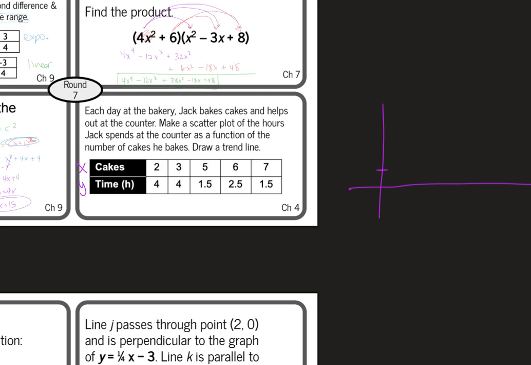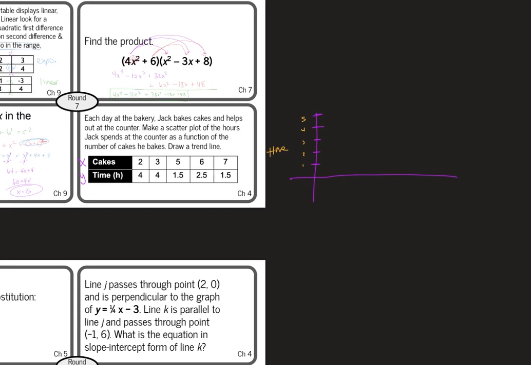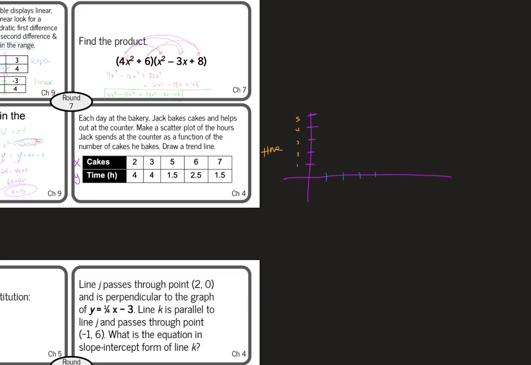So here's what I'm going to do. 1, 2, 3, 4, and then 5 just for fun. 1, 2, 3, 4, 5, and this is time. And then on the right side, the x-axis, 1, 2, 3, 4, 5, 6, 7, 8. That's cakes. So we have 2, 4, 3, 4, 5, 1.5, 6, 2.5, 7, 1.5.